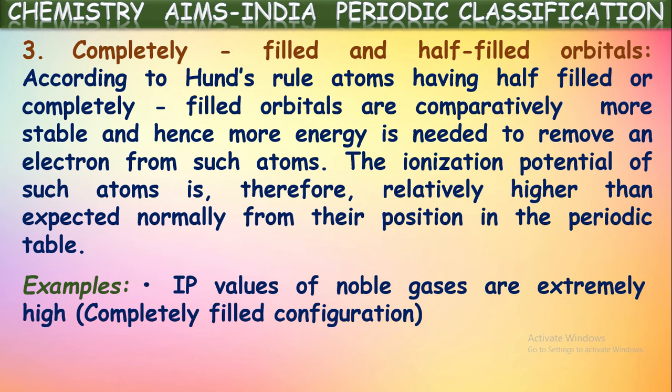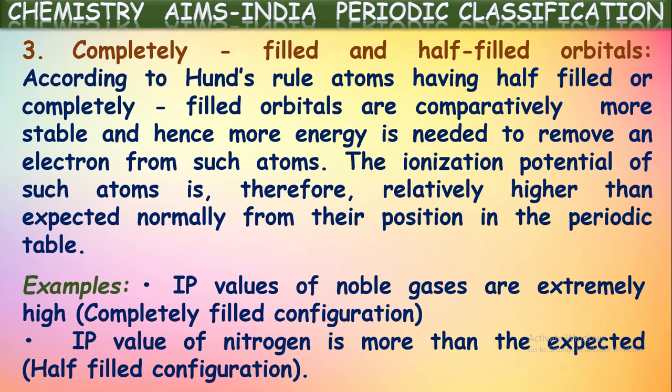Let us see some examples here. For example, IP values of noble gases are extremely high. Actually, they are at the right side of the periodic table. As per the trend, from left to right, atomic size decreases, so ionization potential increases. So they should have the greater ionization potentials. That is what happens, and they even have greater ionization potentials than expected because of these completely filled configurations. The elements which have completely filled electron configurations will be more stable. Removal of electrons from them is much more difficult. Hence, they have greater IP values.